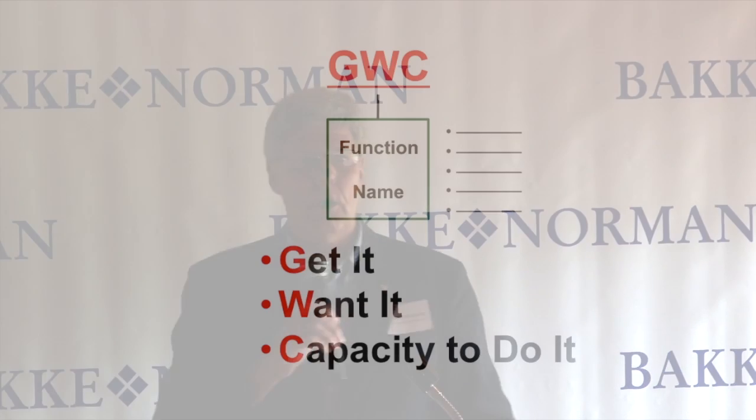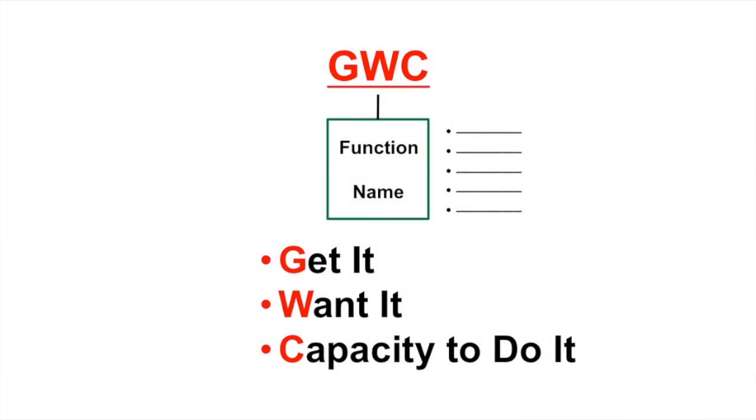The second component is right seat. That gets back to the whole idea of having an accountability chart with functions that each have a scorable accountability. Now, how we do this is by defining the functions and the responsibility of a specific role. Within that, we go GWC. Does the person get it? Do they want it? And do they have the capacity to do it?